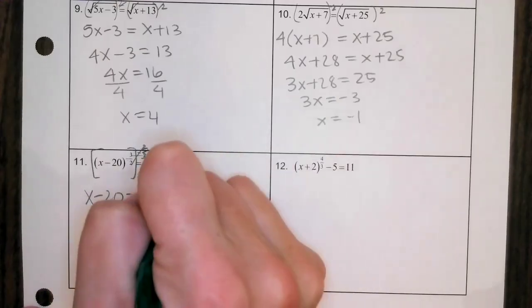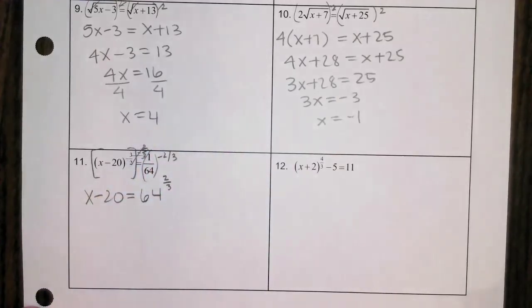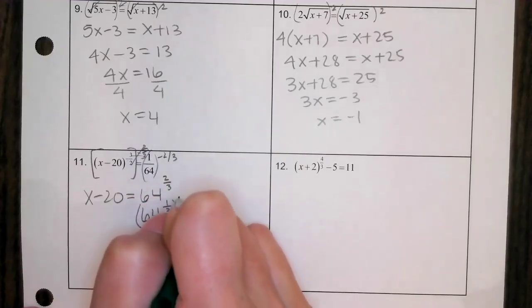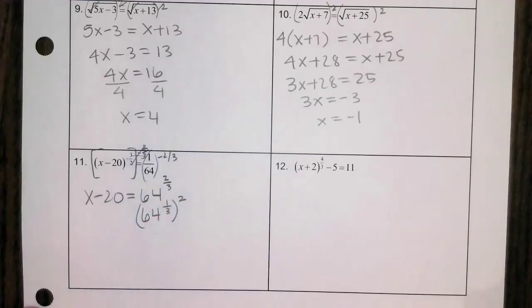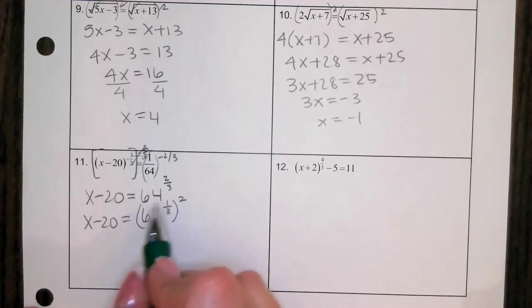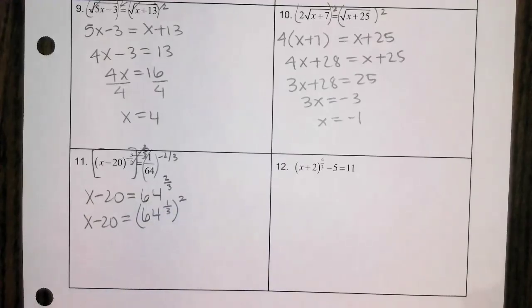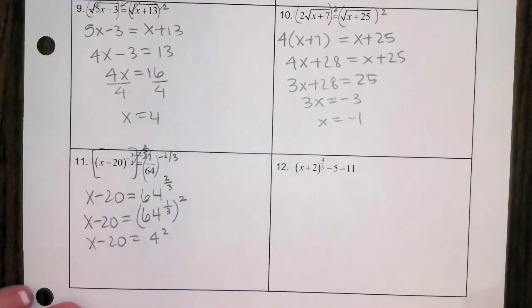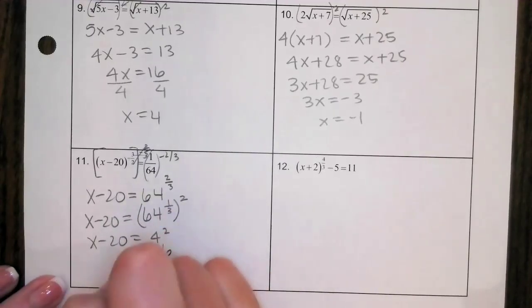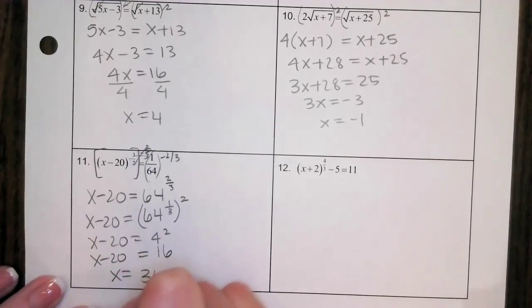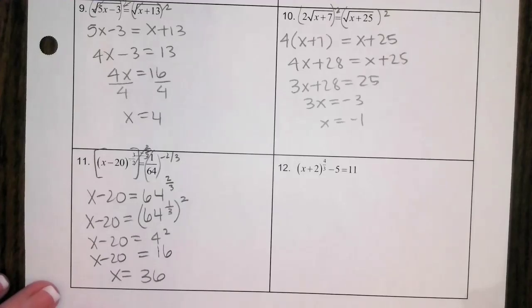So I get 64 to the 2/3 power. Now we learned that to simplify this, we leave the denominator part on the inside and the exponent on the outside. So I need to take the cube root of 64. I'm looking for what multiplied times itself 3 times to give me 64. That is 4. And now I can square it. That is 16. I add the 20, and I get x is equal to 36.